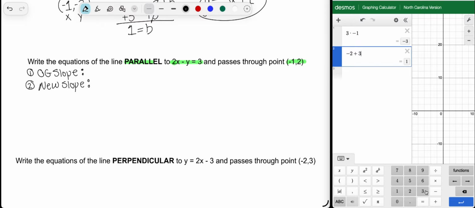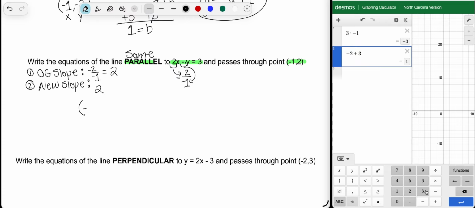The OG this time is in standard form, so we have to do a little bit more work. Remember, we take whatever's beside the x and put it at the top, and whatever's beside the y, I put at the bottom. That's a -1. Then I throw my other negative in front. So what we got is -2 over -1. If we simplify that, that's just going to be 2. Because it is parallel, it's going to be the same.